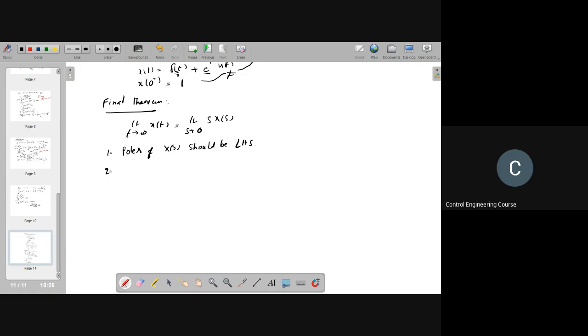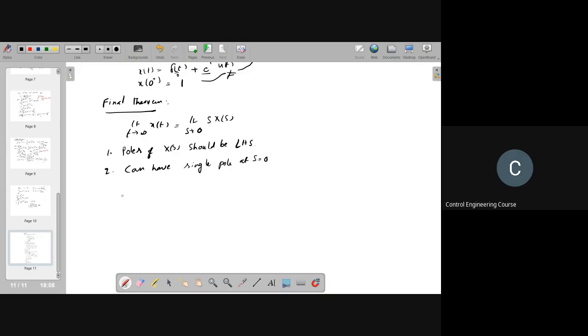Second, another constraint is that it can have a pole at 0, but that should be only a single pole. It can have a single pole at s equal to 0. Okay. So these are the two conditions it has to satisfy.